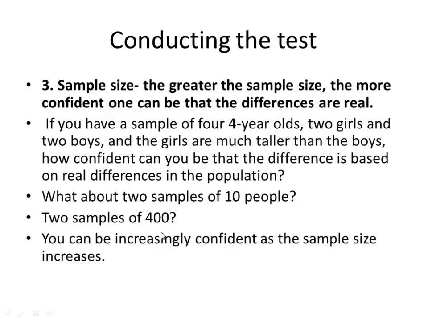Now, if you have 2 samples of 400, so you have 800 4-year-olds, 400 girls and 400 boys, and you still find that the girls are much taller than the boys, and there's a significant difference between them, now you are increasingly confident that there is a difference in the population, and that your sample is identifying a meaningful difference that you would also find in the population. So the larger the sample size, the more confident you can be that the differences that you're finding are real. So that component is important too.